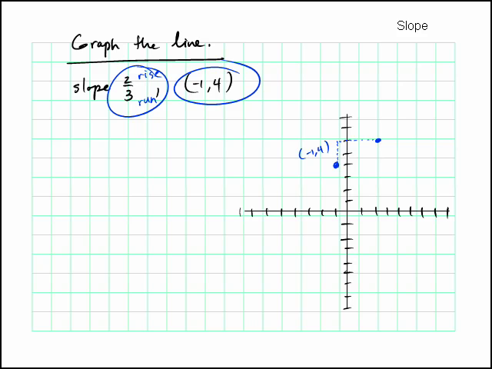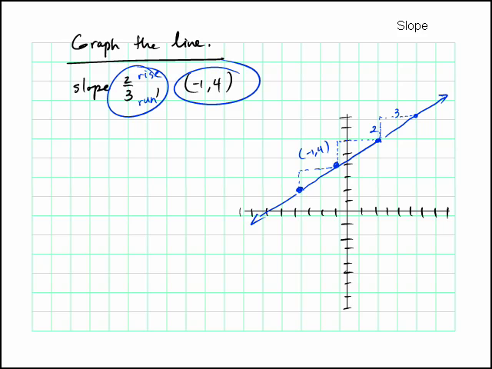If you want, you can repeat this process. From this point now, I could go up 2 and over 3. If you're careful, you can even go backwards. Let's see, from here I could go back 3 and then down 2. And you could keep going and going. The points that you come up with should line up, and we can then graph our line. Each one of these little triangles I've drawn is a rise of 2 and a run of 3. Alright, so we've graphed our line.